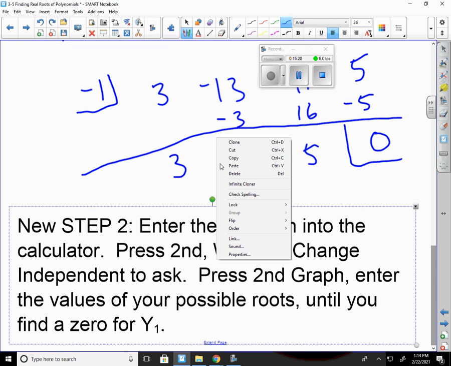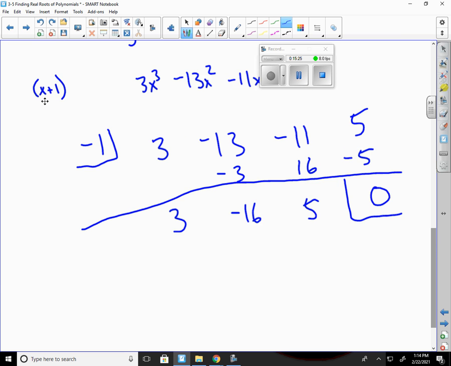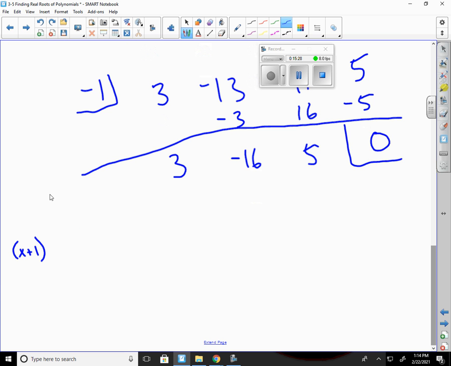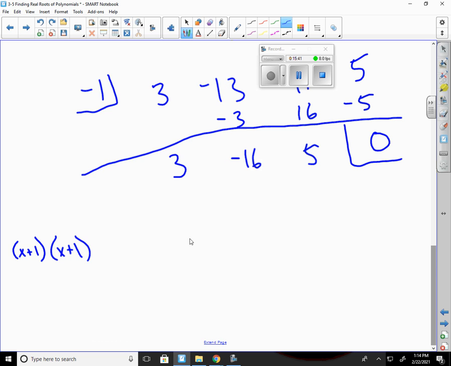So I'm going to get rid of that for a second here. So now I have x plus 1 as a factor from above. And now I still have x plus 1 as a factor, which makes sense because if we look at our multiplicity, it would have to be a multiplicity of at least 2 to get to this point. So now if I rewrite this equation, I have 5, negative 16x, and 3x squared. Now that I'm down to an x squared, I can use my quadratic formula to solve this.